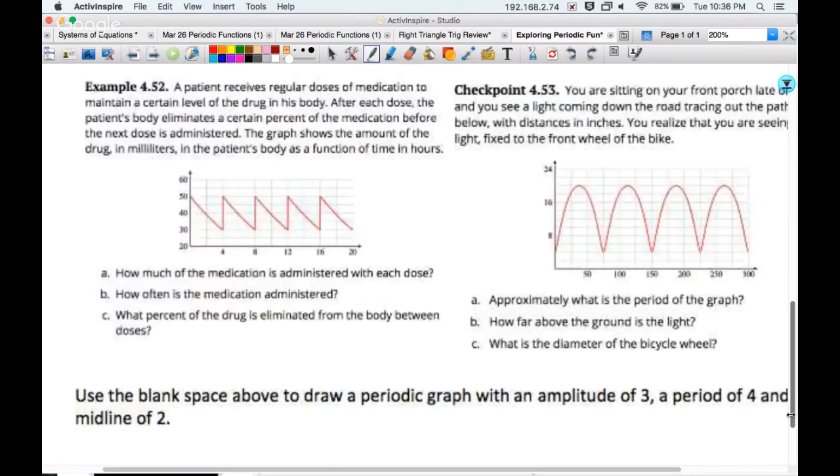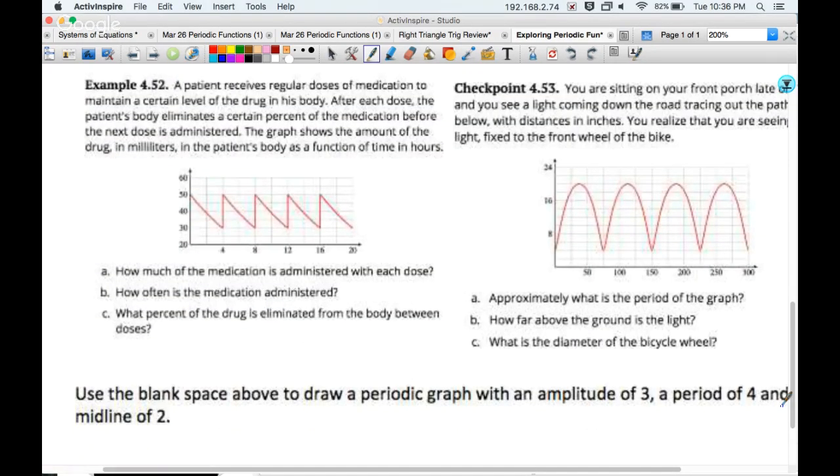All right. Let's look at some of these word problems. I'll just do one of them. I think number 4.52 looks maybe a little more interesting. A patient receives regular doses of medication to maintain a certain level of drug in the body. After each dose, the patient's body eliminates a certain percentage of the medication before the next dose is administered. The graph shows the amount of drug in milliliters in the patient's body as a function of time in hours. How much of the medication is administered in each dose?